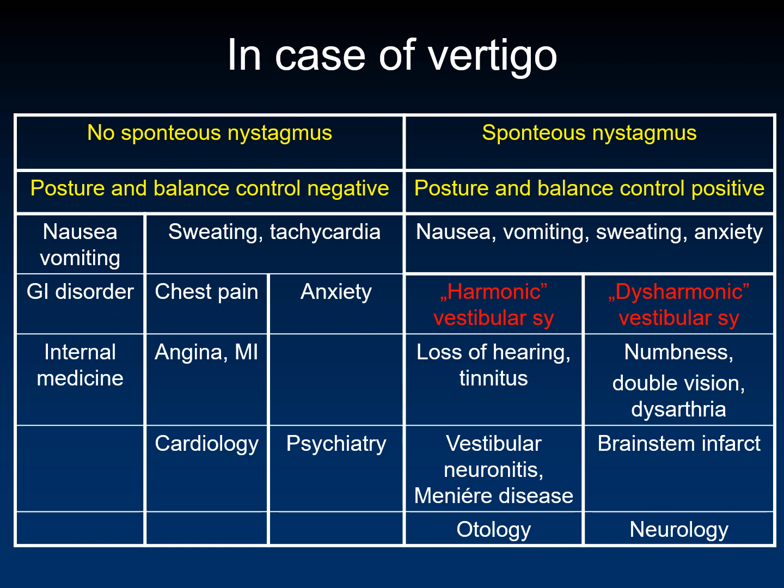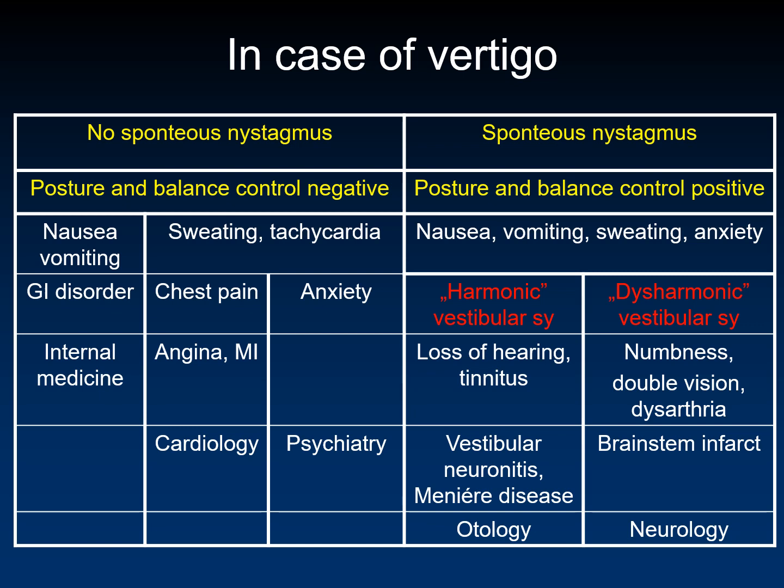In case of vertigo: non-spontaneous nystagmus, posture and balance control negative. There is nausea and vomiting, sweating and tachycardia, posture and balance control positive, nausea, vomiting, sweating and anxiety.